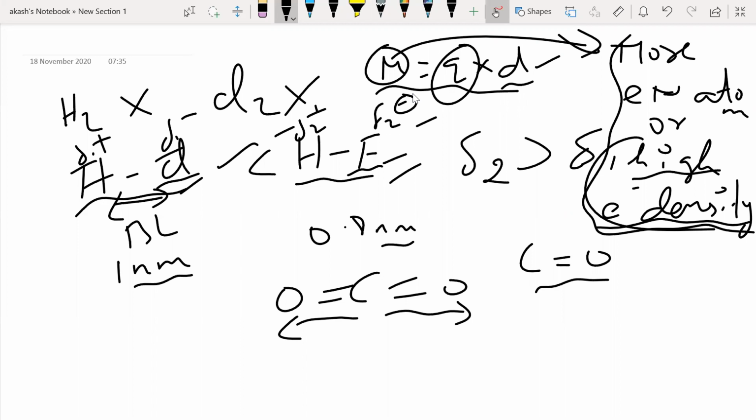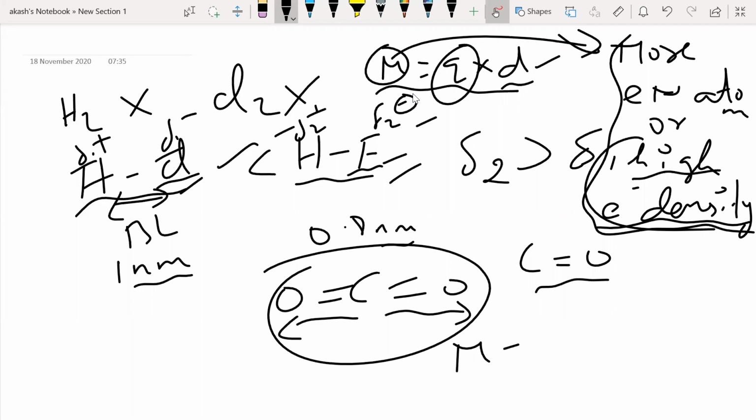So what do you think? What is the end result now? Net dipole moment is 0. Yes, dipole moment is 0. Overall dipole moment for this molecule, mu, is 0.